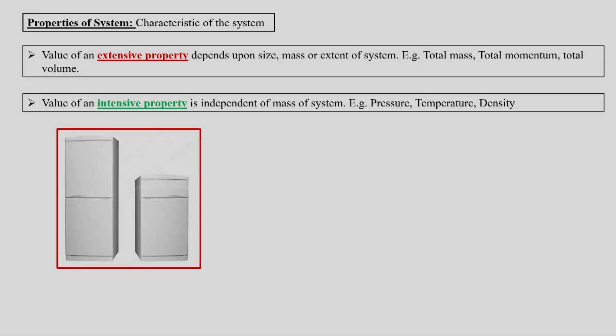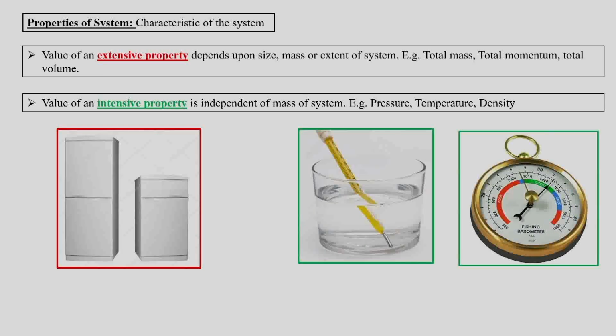Then if value of the property is not dependent on size of the system or extent or mass of a system, then it is called an intensive property of the system. And we know that examples are temperature, pressure or density.